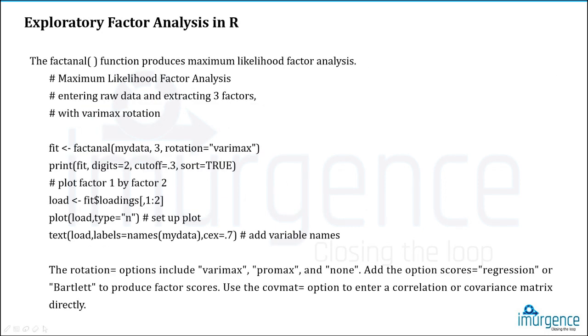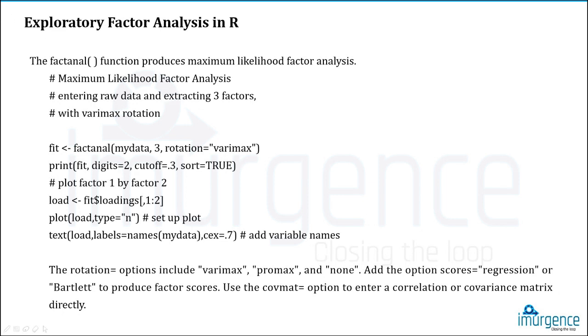So the factanal function, that is the factor analysis function, provides maximum likelihood factor analysis. You have to enter the raw data and specify the number of factors you want. It has the varimax rotation. A typical function call would be: you call the factanal function, pass the data as the first object, the number of factors as the second, specify the rotation, whether it is varimax or not, and then you get your algorithm to run on this data, and you can save it in an object of your own preferred name.